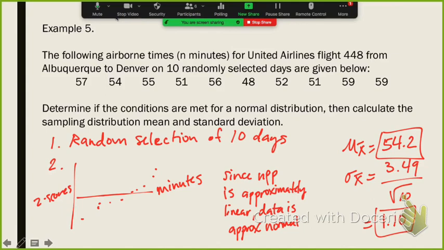And then to calculate the mean and standard deviation, I do the 1-var stats, stat calc, enter. It gives me the mean. And then the standard deviation I have to divide by the square root of 10.